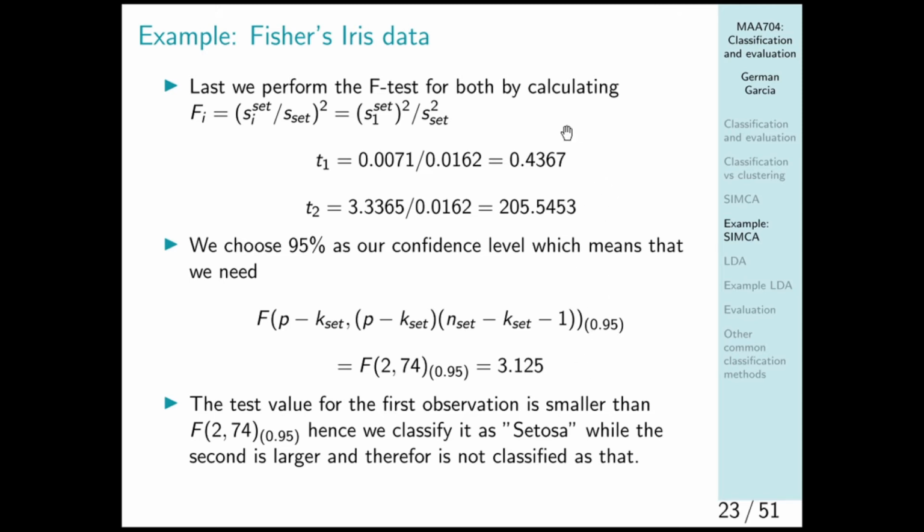So now we analyze our two statistics. The first one is clearly smaller than the threshold, so we can assign our observation to the class Setosa, and the second one is much larger than the threshold, so we cannot classify it as Setosa. So the first one goes in, the second one goes out.